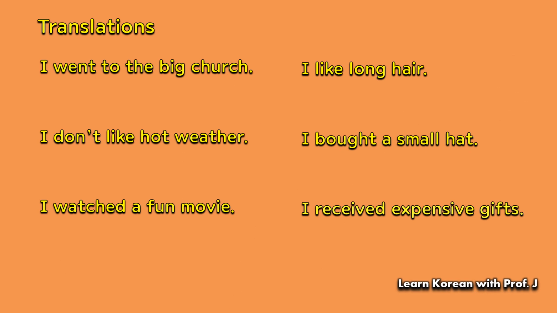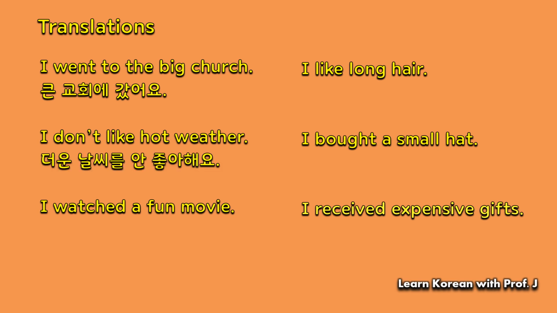Let's do some translations. I went to the big church. How would you say this in Korean? It will be 큰 교회에 갔어요. 큰, the modifier, is placed before the noun. So 큰 교회에 갔어요. I don't like hot weather. This will be 더운 날씨를 안 좋아해요.